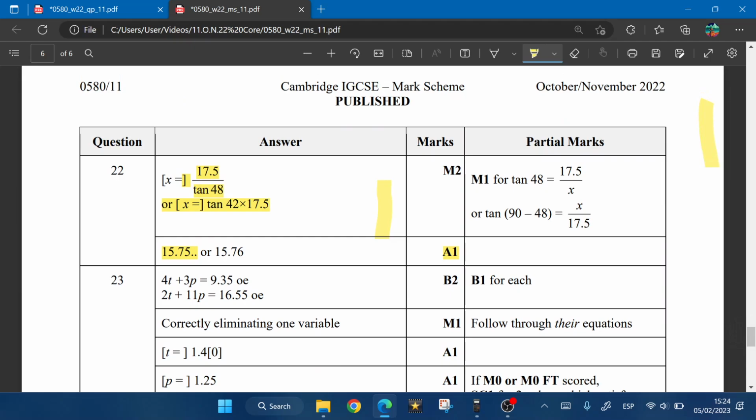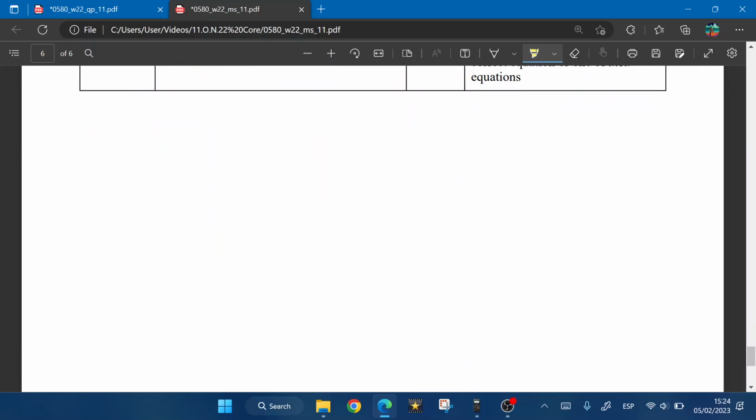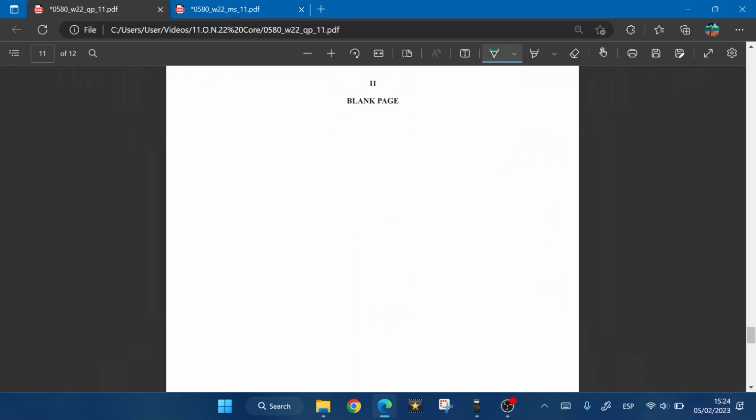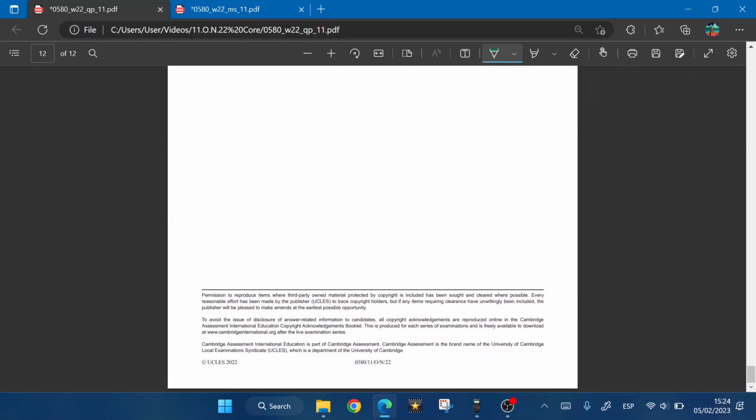Looking at the mark scheme, you get 2 marks for writing those equations beautifully. Then eliminating one variable earns 1 mark, and then if you've done all of that correctly, you can get the marks for the answers, but you have to get the previous marks to get the answer marks. And then we got a blank page, meaning we are finished, done all of it.